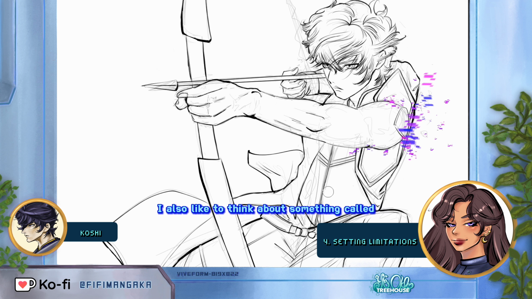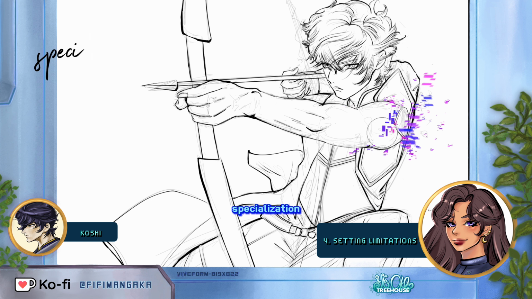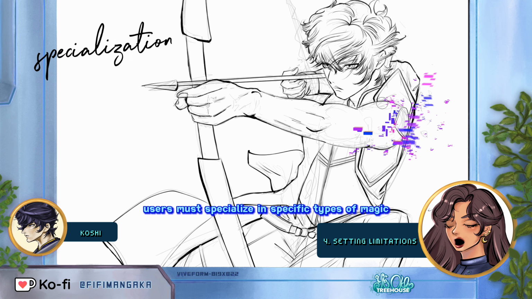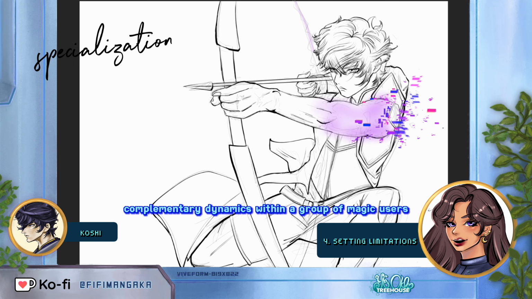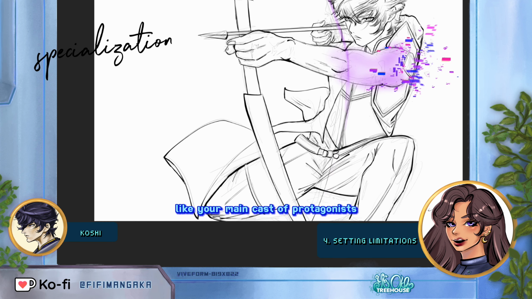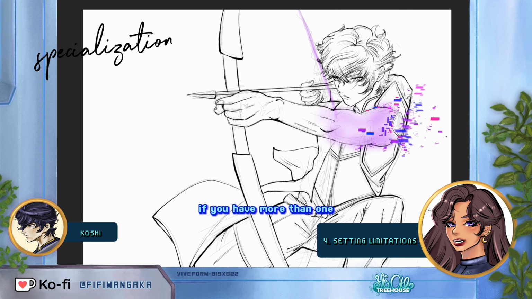I also like to think about something called specialization. Consider whether magic users must specialize in specific types of magic, such as elemental, healing, or necromancy. Specialization adds depth to your characters and can create complementary dynamics within a group of magic users, like your main cast of protagonists if you have more than one.